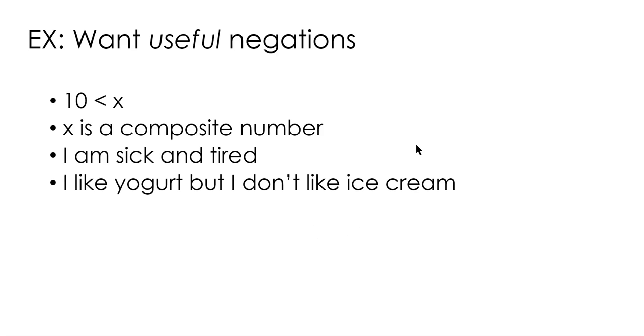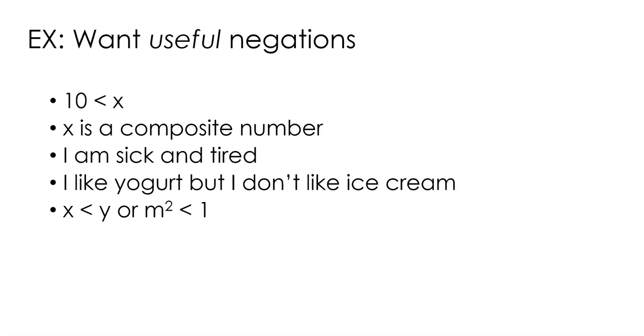I like yogurt, but I don't like ice cream. But in here acts like an and. When you are using this in English, you are saying that both of these things are true. The but's just more of a, yeah, but this is kind of different. But it's still basically a conjunction, it works as an and. So the negation of I like yogurt and I don't like ice cream would be I don't like yogurt or I like ice cream.